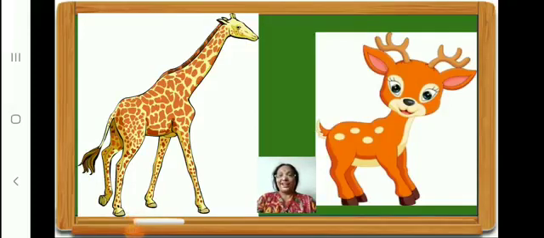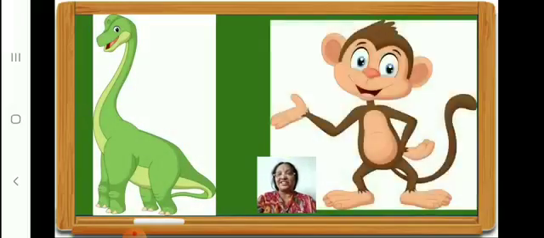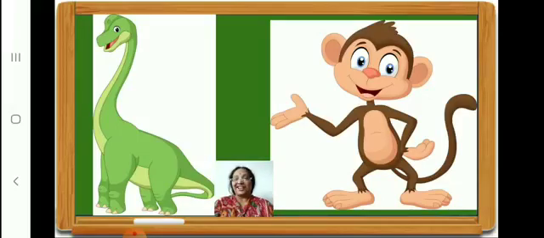Children, look at the pictures. On the left hand side, we have a giraffe, and on the right hand side, we have a deer. Children, a giraffe has a long neck. A deer has a short neck. Now look at these pictures, children. Yes, on the left hand side we have a dinosaur and on the right hand side a monkey. Children, dinosaur's neck is long and monkey's neck is short.